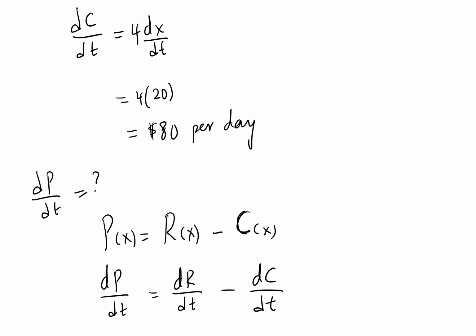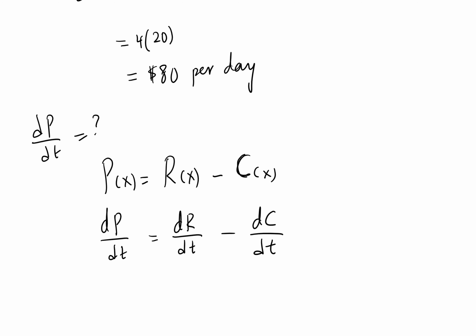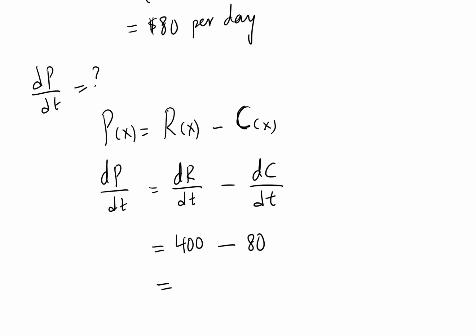The good thing about this is that you could substitute the given R and the given C in and then differentiate. But notice how I did it. It's an easier way, provided that the past two parts of this problem were done correctly. If not, then you will get a wrong answer for dp dt. So dr dt, we found, was $400, and dc dt, we just found, is $80. And that would give us $320 per day.